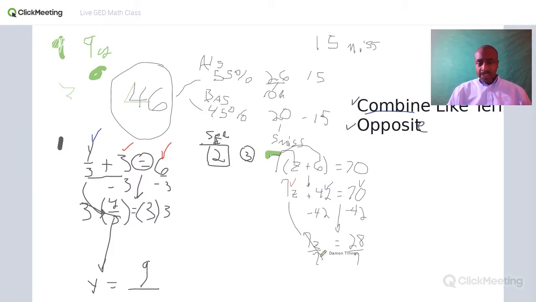7 divided by 7 is just 1 or 1z, and so z. And then 28 divided by 7 is 4. So I'm going to stop a brief moment there. We've done 2 problems. And I'm going to give you a second to see if you have any questions.